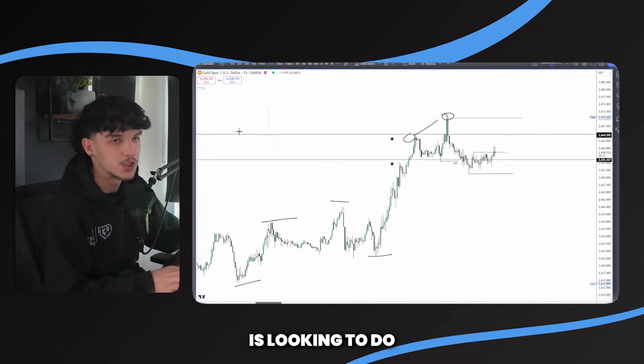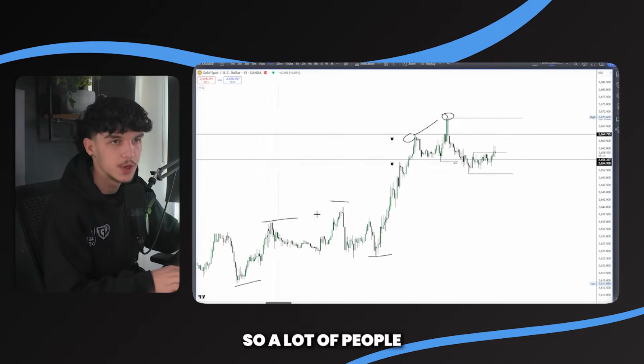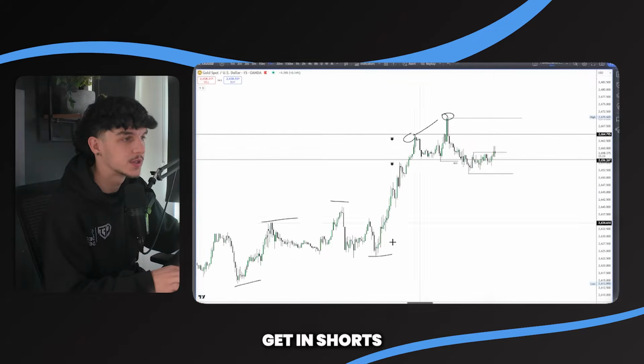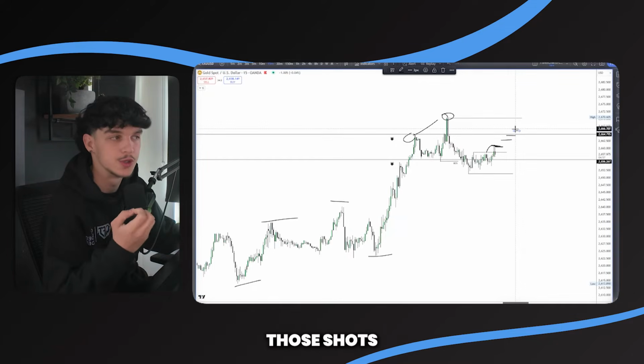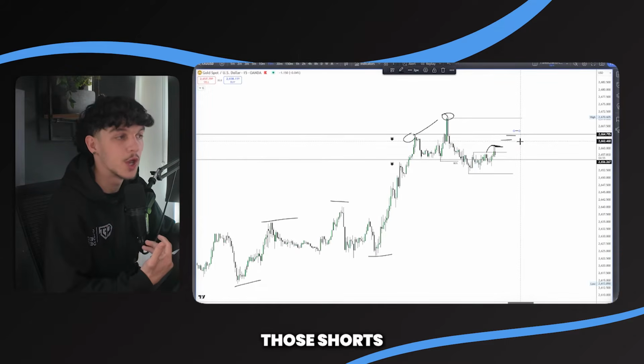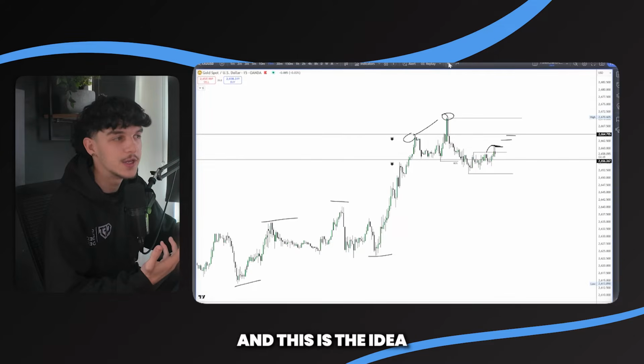What the market is looking to do is maybe go for a fair value gap here, or an order block, or a breaker, or whatever it may be, and people are looking to take shorts. A lot of people are getting shorts at this level here, as you can see, this move up and then this mark down. Probably people get shorts here, here, here. But once the market actually starts breaking above those shorts, what's going to happen to them is what's important. Those shorts are going to get stopped out, and once they're stopped out, it will create a squeeze to the topside. And this is the idea with the trade.